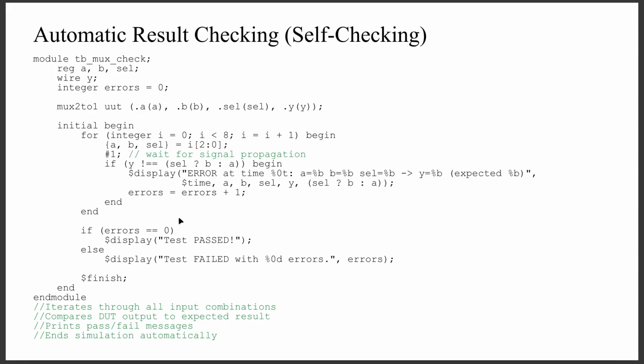Wait for signal propagation. If Y is not equal to sel ? B : A, then begin. And then we display an error at time whatever it was, and then errors is equal to errors plus 1. So if we encounter any errors, we'll say test failed with how many errors, and else if we didn't get any errors, test passed.